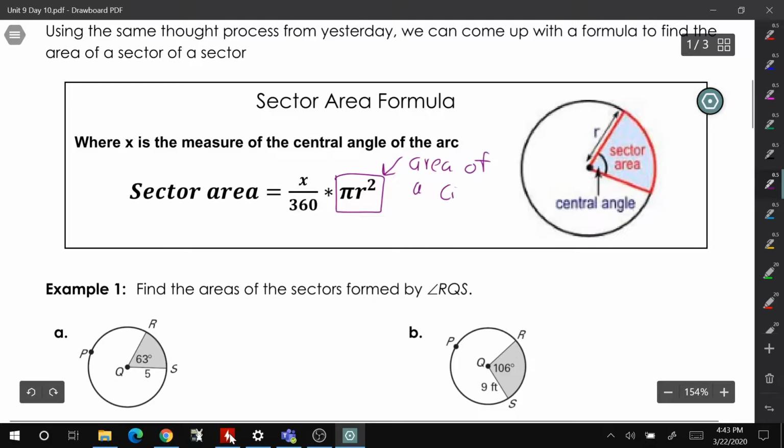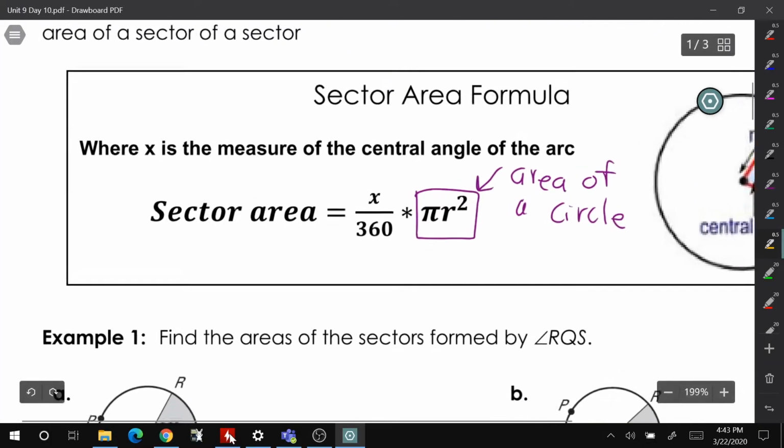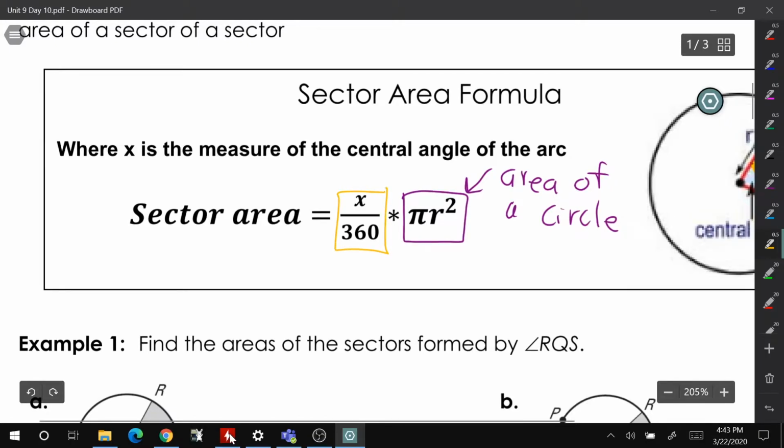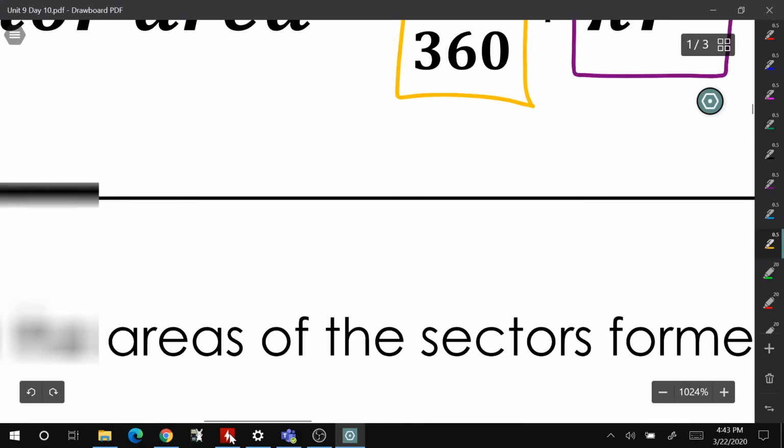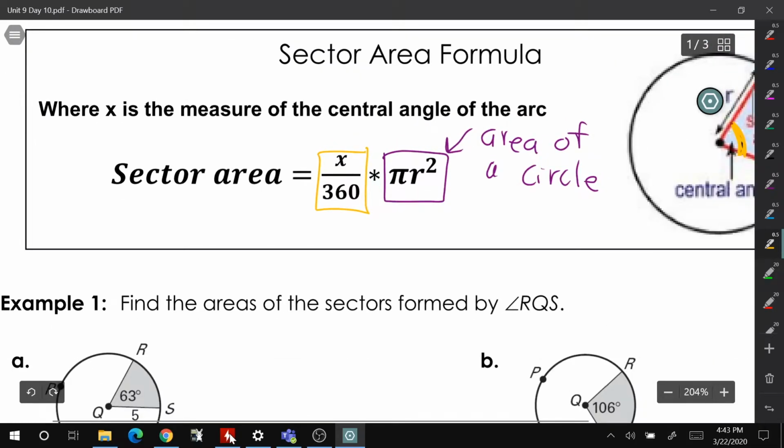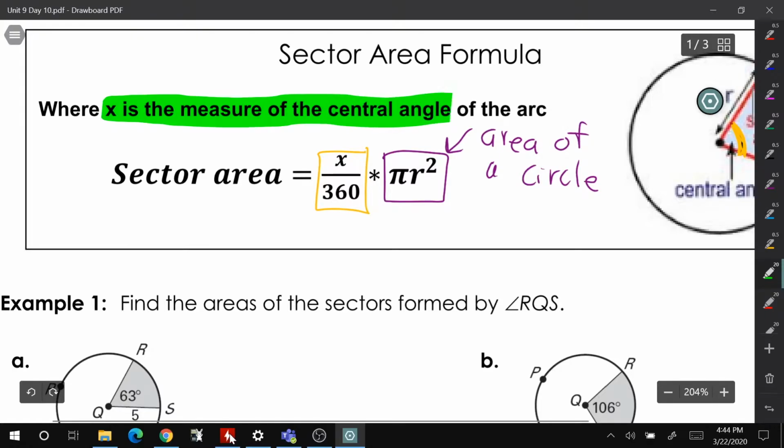of a circle. And just like what we talked about with arc length, we're going to take our area and multiply it by the fraction of the circle we want. So if we know that our central angle is 50 degrees, we're going to do 50 degrees divided by 360 to get what fraction we want. So that's why you have this right here. This tells us the fraction of the circle that we want. So x is still the central angle of the arc.